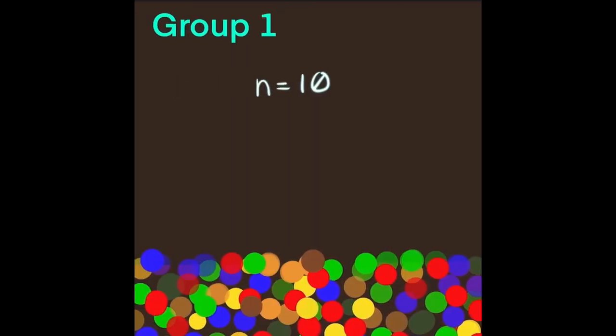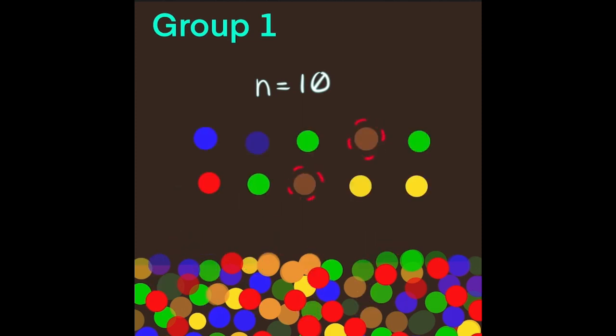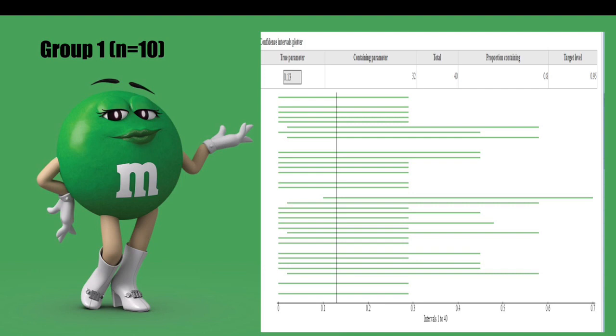So beginning with group 1, we did 40 trials of 10 M&Ms, and we counted all the brown ones. After counting all the brown M&Ms, we decided to make a graph showing the true population, designated by the vertical black line, and showing the confidence intervals of the 40 trials. Starting from the left side, we have a true parameter of 0.13. We had 32 trials that contain that true parameter out of a total of 40 trials, so 0.80, or 80%, of our groups contained that true parameter, with a target level of 95% confidence.